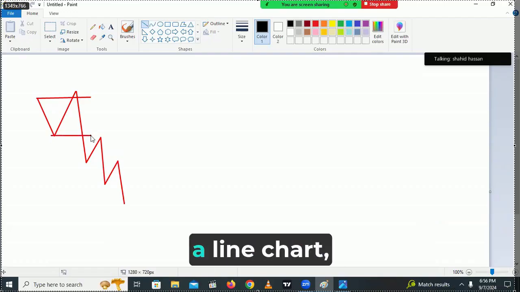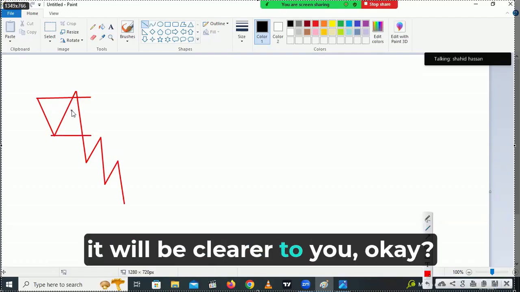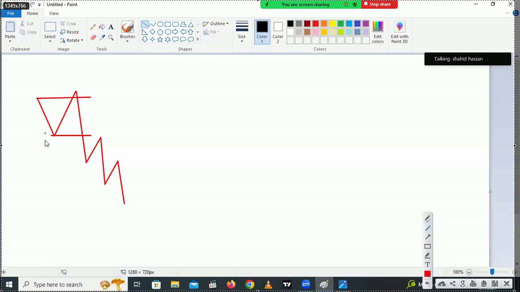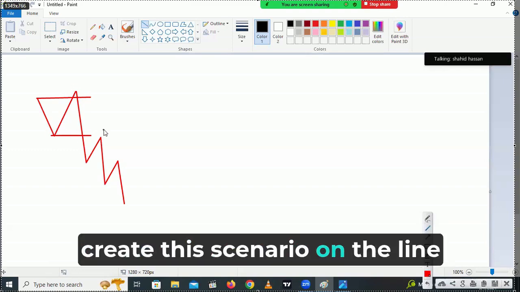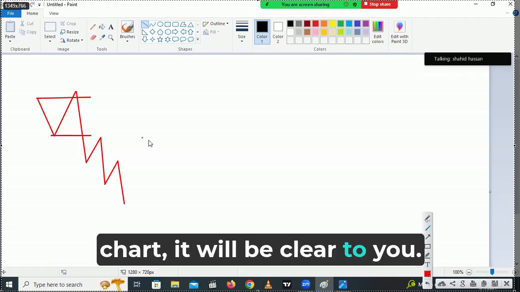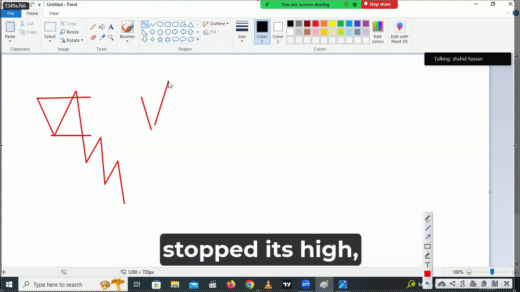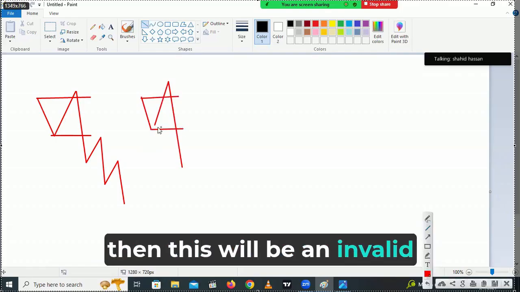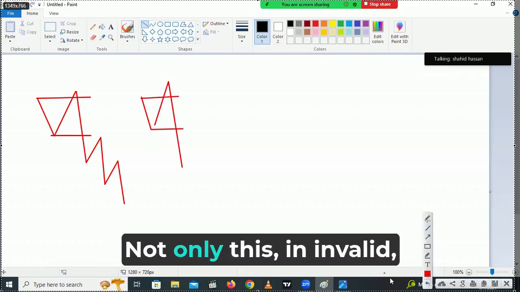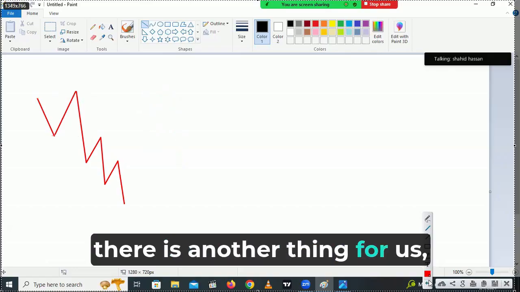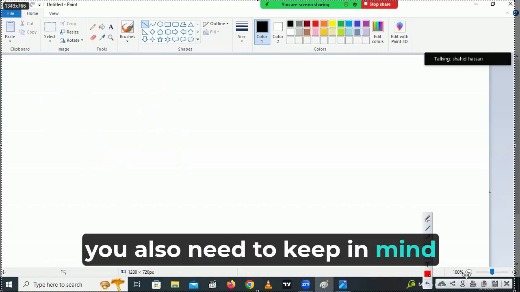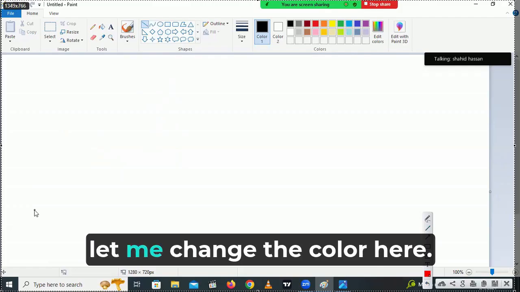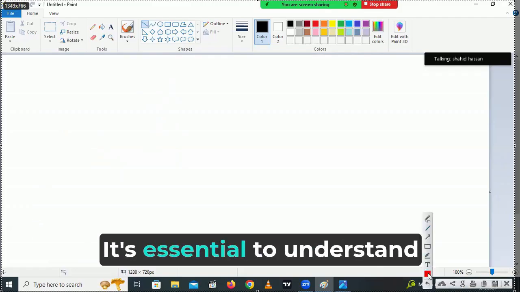If you take this on a line chart, it will be clearer to you. Okay, when you create this scenario on the line chart, it will be clear to you. That is, after the market has stopped its high, then it has broken its low, then this will be an invalid structure for us. Okay, not only this, in invalid there is another thing for us which you also need to keep in mind, that when the market is going up, let me change the color here. It's essential to understand this.